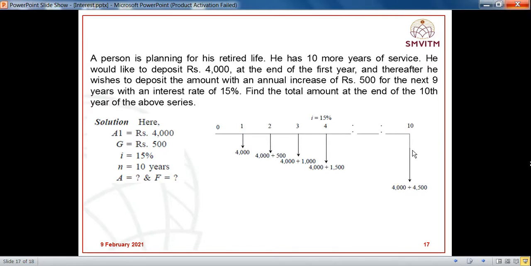To calculate F, first you have to convert the gradient into the uniform series A, the annuity. From the annual amount, you can then calculate the future value using the uniform series future value. So we need two equations. Here A1 is the initial payment, 4000 rupees. The gradient is 500, the same increment every year. The interest is 15% and the number of years is 10. First you have to find A and then F.